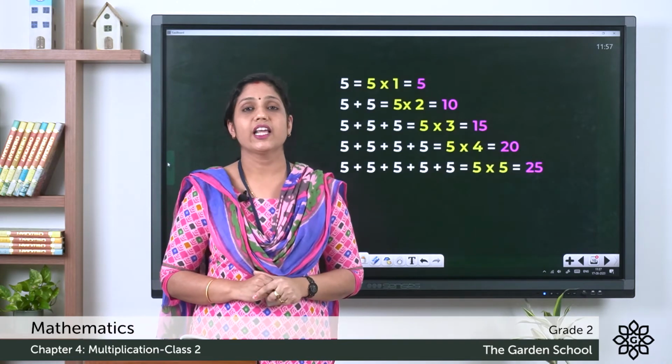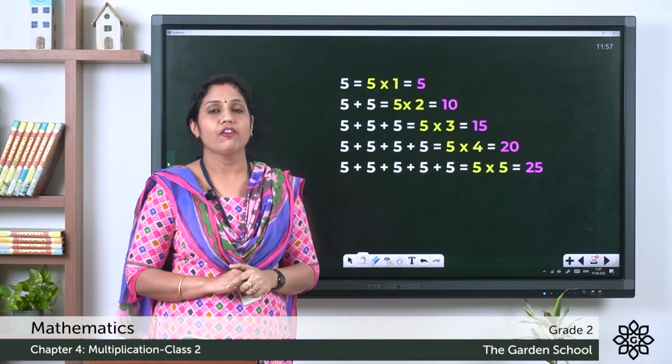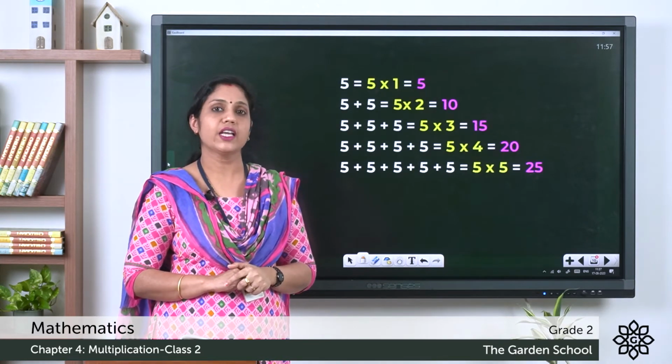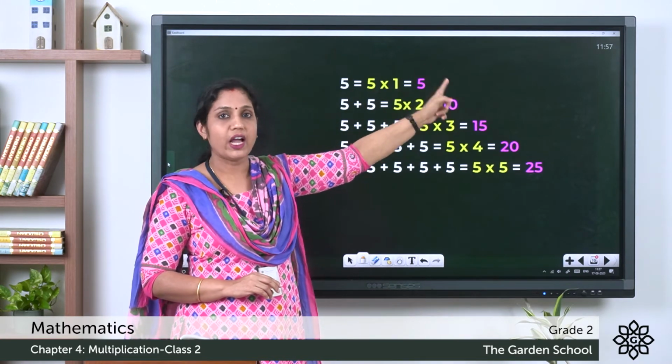Now, let's check the table of 5. First, here you can see 5. So, how many groups of 5 are there? Only one group. So, how can we write it? 5 into 1 is equal to 5.